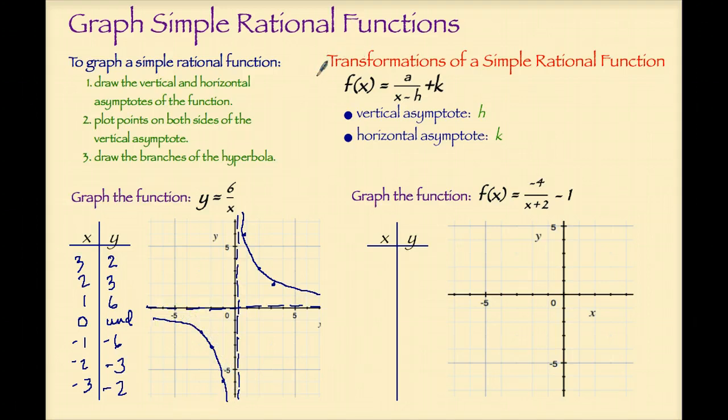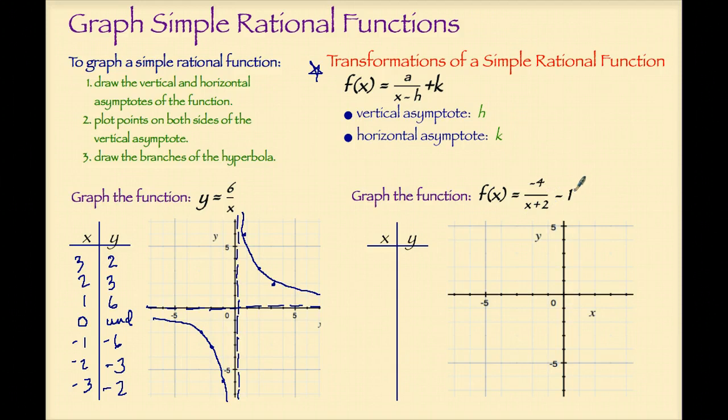Now, let's look at some transformations of a simple rational function. Notice we have what we would expect to be a horizontal shift here and a vertical shift here, and that's exactly right. This is going to change the vertical asymptote from being 0 to being h, and the horizontal asymptote will be whatever k is. So let's look at an example like that. F of x equals -4 over x plus 2 minus 1.